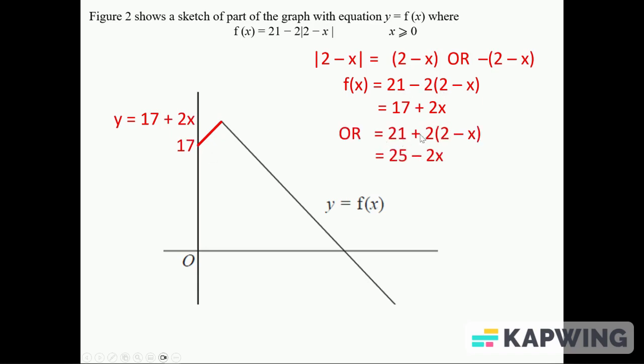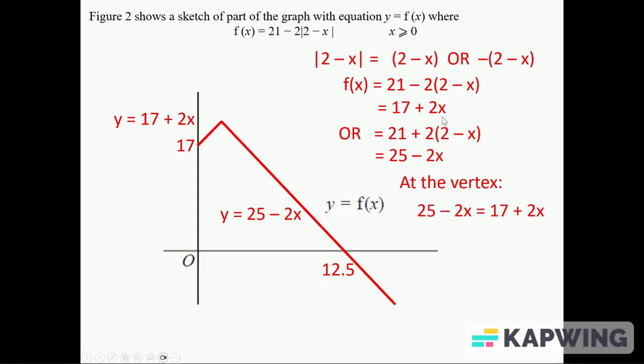The other one, it might be 21 plus 2 lots of 2 minus x, which gives us 25 minus 2x. And that's that part of the graph. Got a negative gradient, and that's going to hit the x-axis at 12.5. Later on, we need the coordinates of this vertex. At the vertex, these two are going to be equal to each other, so we can solve them simultaneously. And then we get x is equal to 2.